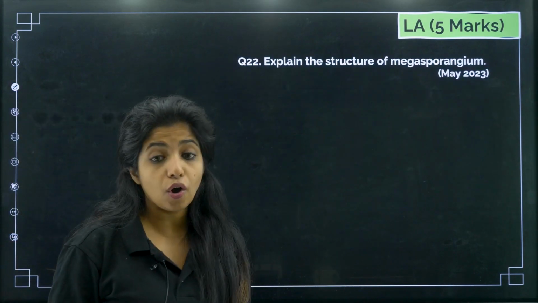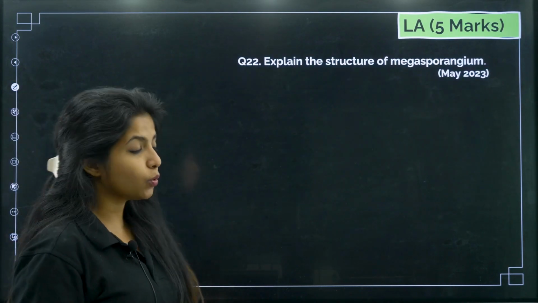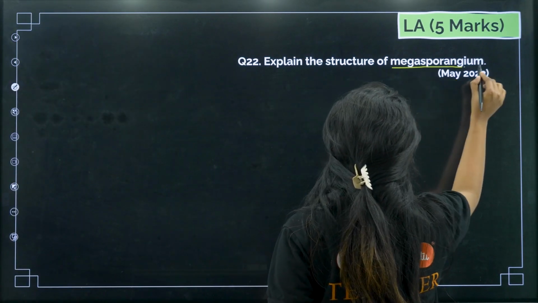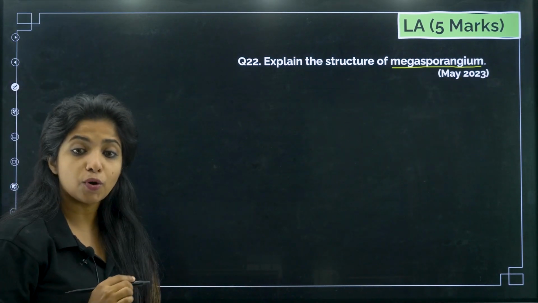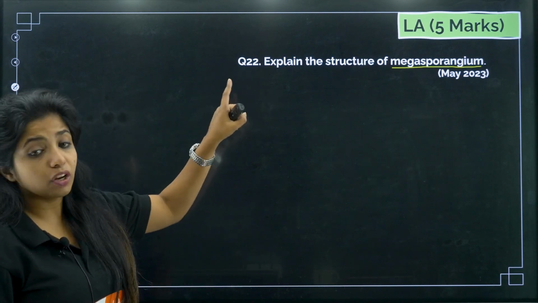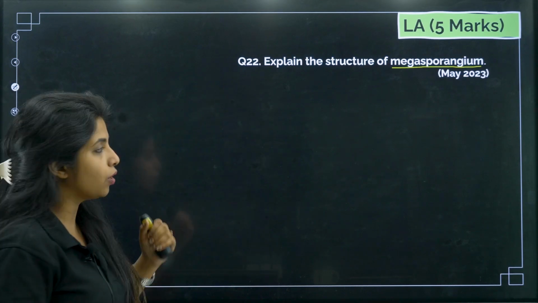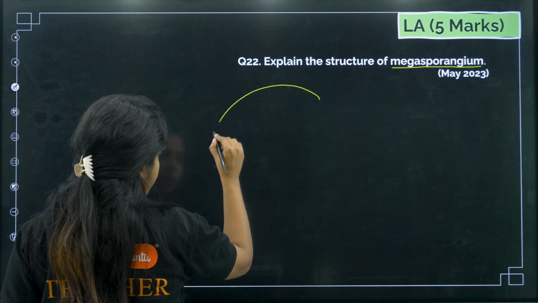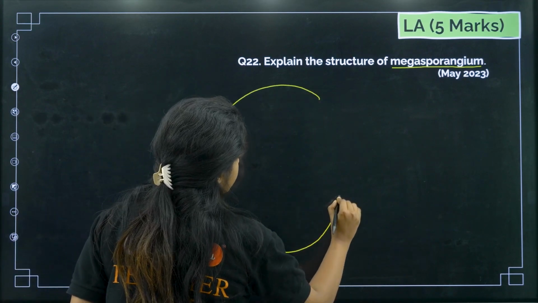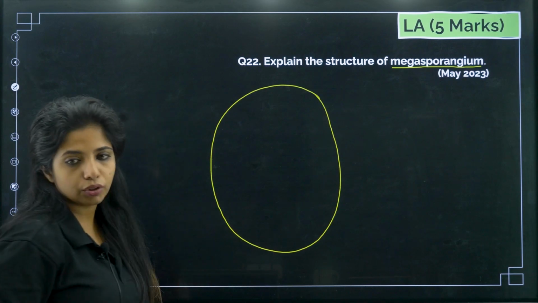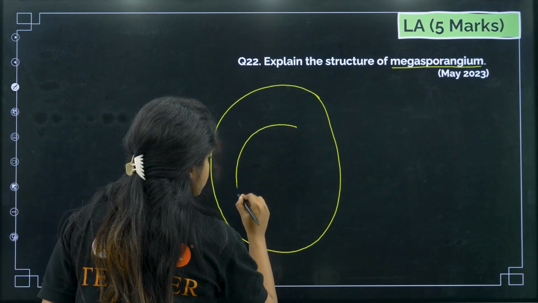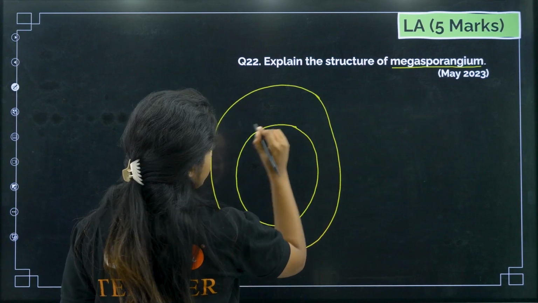Explain the structure of megasporangium. So, megasporangium is a structure that will be giving you what? Megaspores. Right. So, how will you draw the structure? First of all, it's asking for an explanation, but still you have to draw and show. How will you draw and show? So, basically suppose this thing that I am drawing is the ovary. This is what, children? The ovary. Now, inside the ovary, what do you have? You have something that is known as ovule.